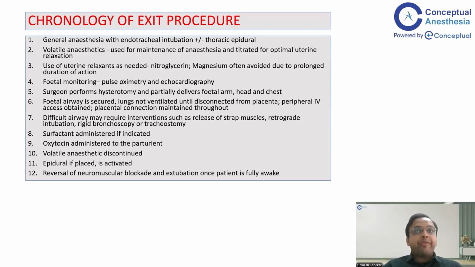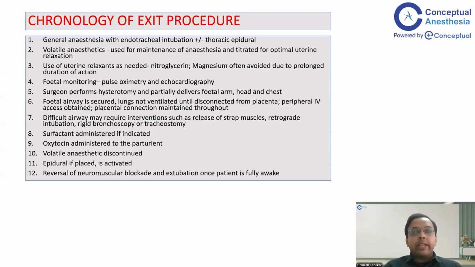So the chronology of exit procedure: first, general anesthesia with secured airway by endotracheal intubation, with thoracic epidural, is given. Volatile anesthetic agents are used for the maintenance, and titration is done for optimal uterine relaxation. So we can use uterine relaxants as needed, namely nitroglycerin. Magnesium has to be avoided because it prolongs the duration of action of neuromuscular blocking agents. The patient will become floppy on excess magnesium.